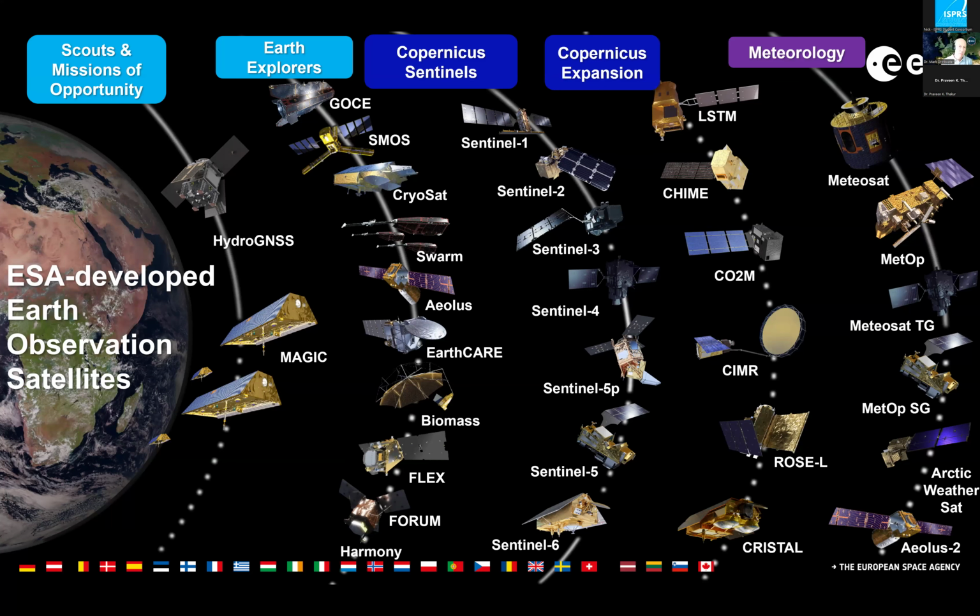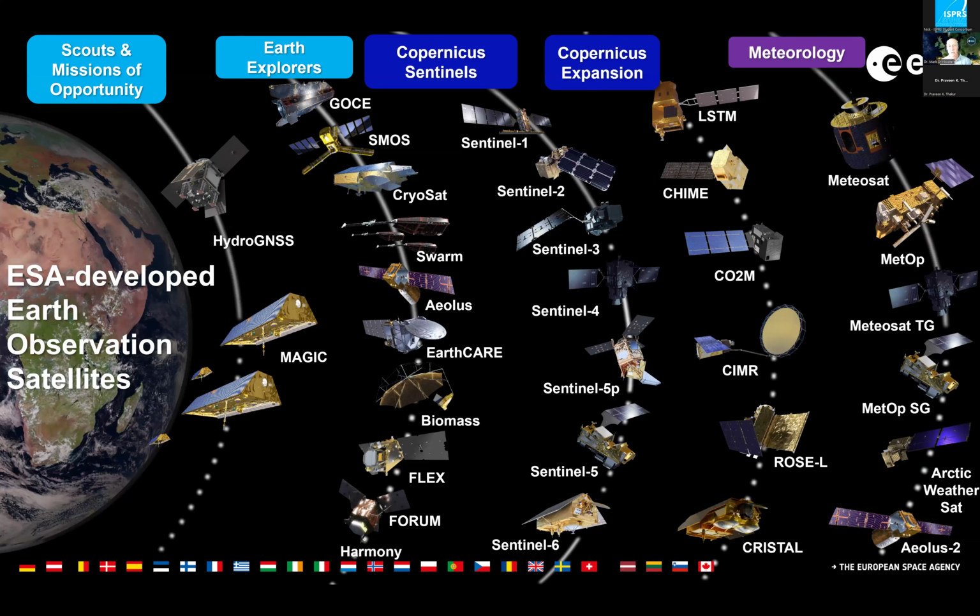We have a number of different programs illustrated by the 2 rings in light blue on the left, by the 2 central dark blue rings, and by the purple rings. These are our research programs in light blue. Within our research mission program, we have small missions or missions of opportunity, scouts and missions of opportunity on the left ring. We have our Earth Explorer research missions in the second ring.